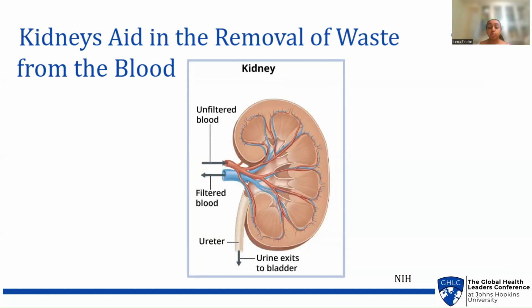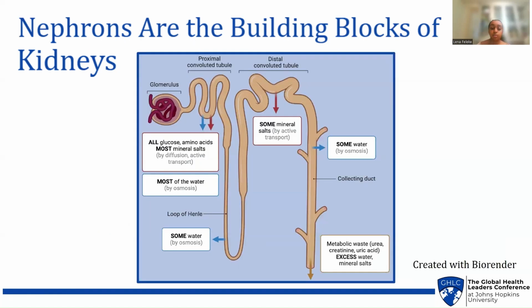So in terms of kidneys, which normally come in pairs, they aid in the removal of waste from the blood. So unfiltered blood goes into the kidney, and then through various processes, it becomes filtered. And the filtered blood ends up exiting the kidney and going back into the bloodstream. And then the remaining waste ends up going through the ureter, and then the urine exits to the bladder. Kidneys further have building blocks called nephrons, in which the various parts of it are shown in this diagram over here. And with these different parts, they aid in the transport of water and other important materials such as glucose, minerals, and amino acids.